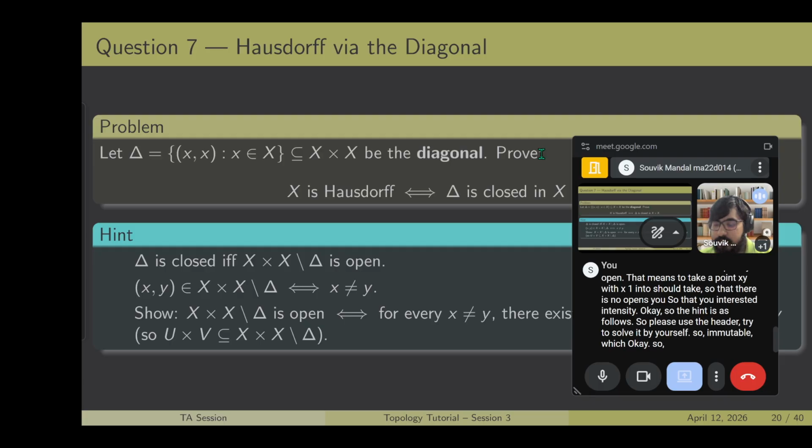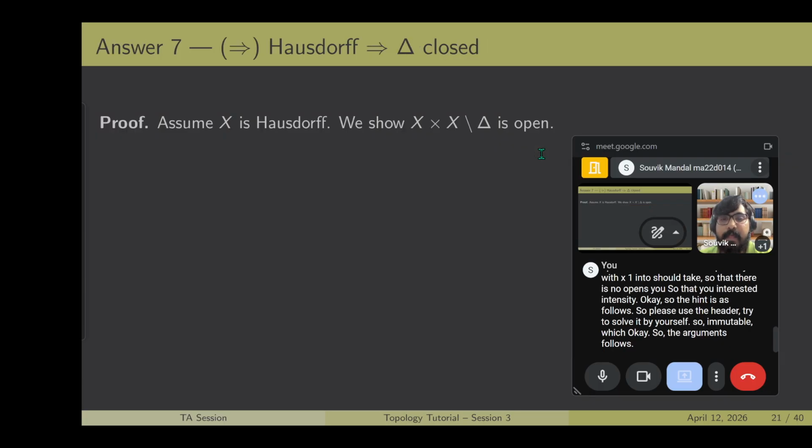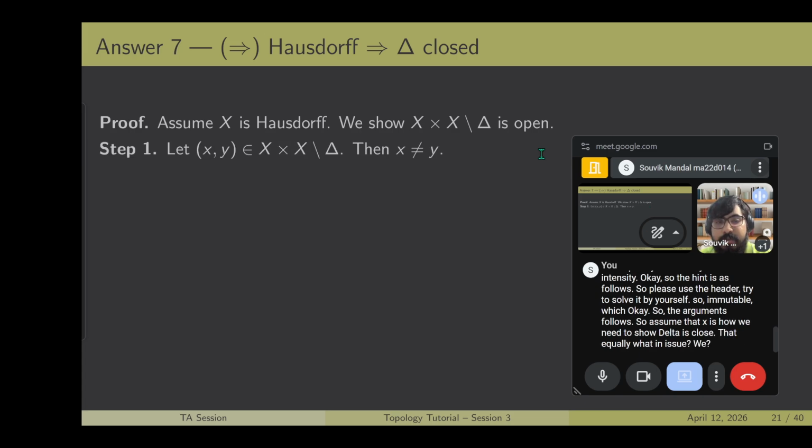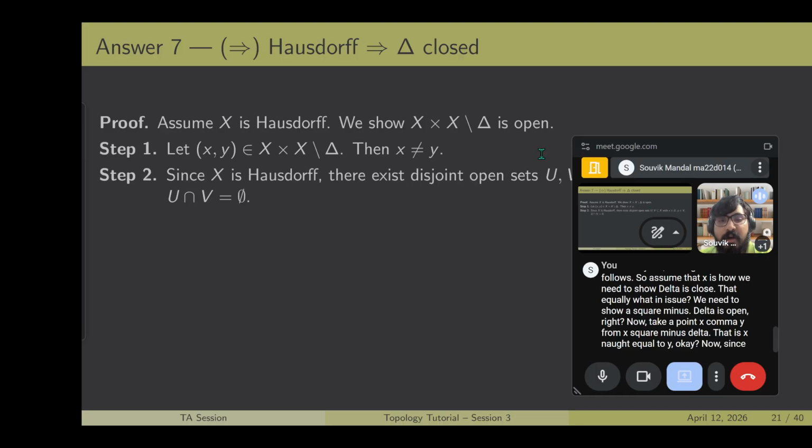So the argument is as follows. Assume that X is Hausdorff. We need to show delta is closed. That is equivalent to showing that X squared minus delta is open, right? Now take a point (x, y) from X squared minus delta, that is, x not equal to y. Since X is Hausdorff, there are open sets U and V such that U intersection V is empty.